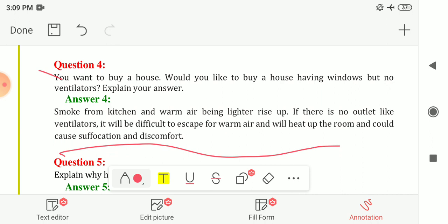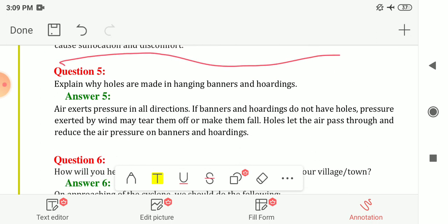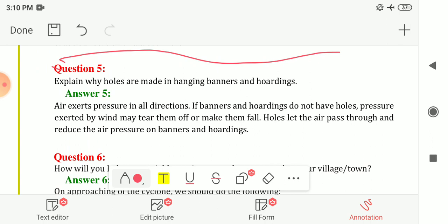If there is no outlet like a ventilator, it will be difficult for warm air to escape and it will heat up the room, which could cause suffocation and discomfort. So that's why there should be a ventilator in your house. If the ventilator is not there, it is difficult for the warm air to escape, so it will cause suffocation and discomfort. You will not feel comfortable.